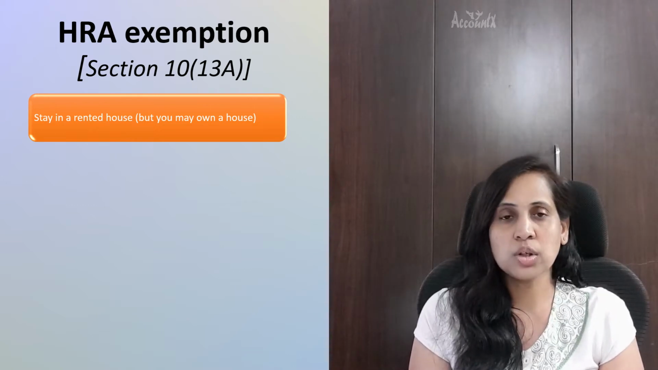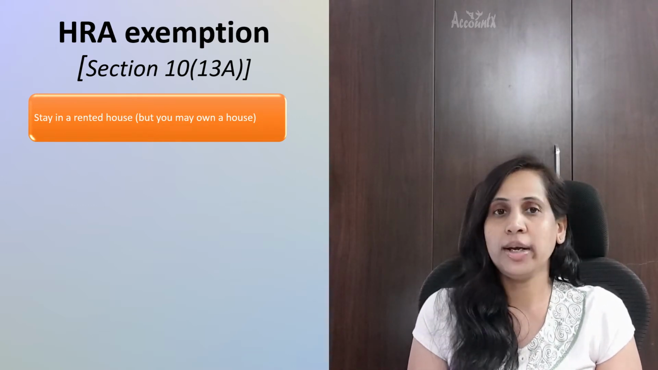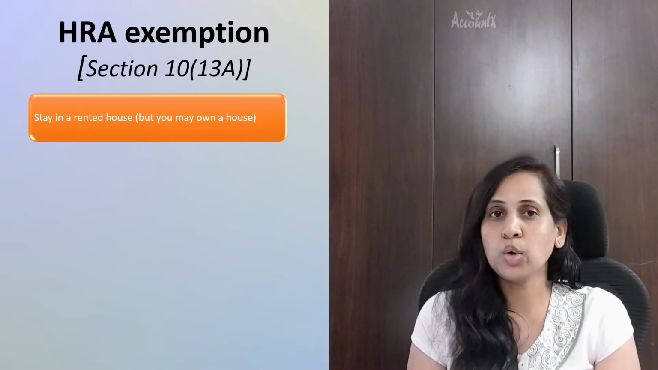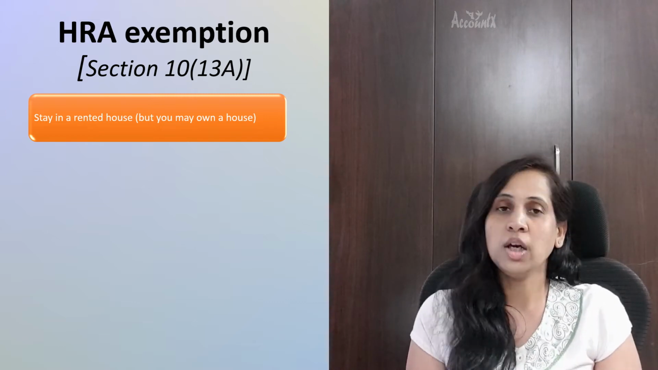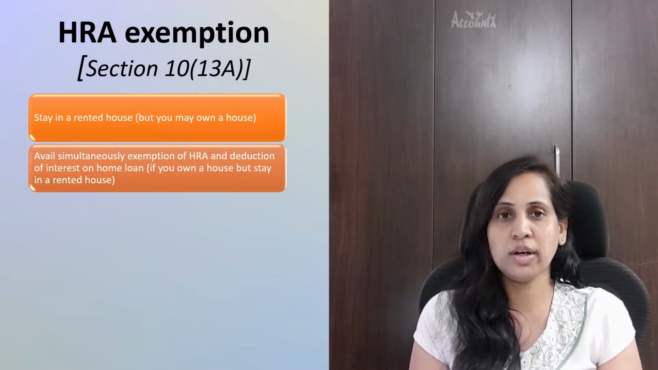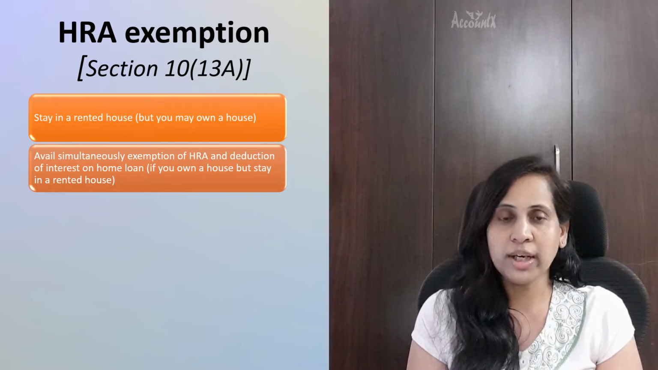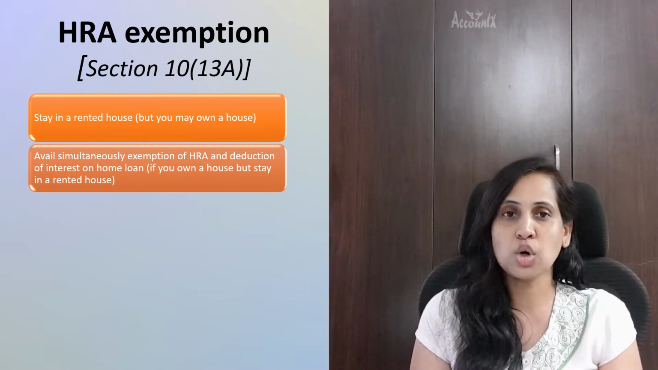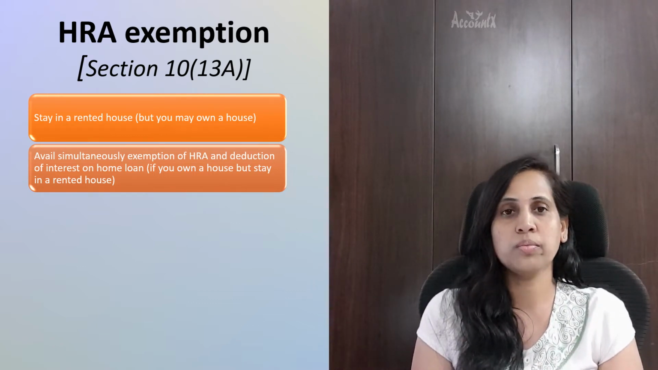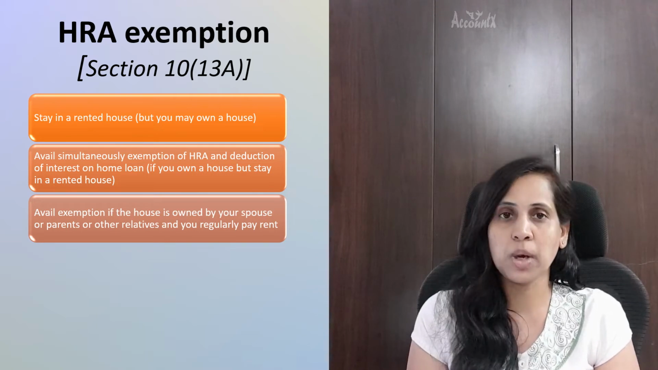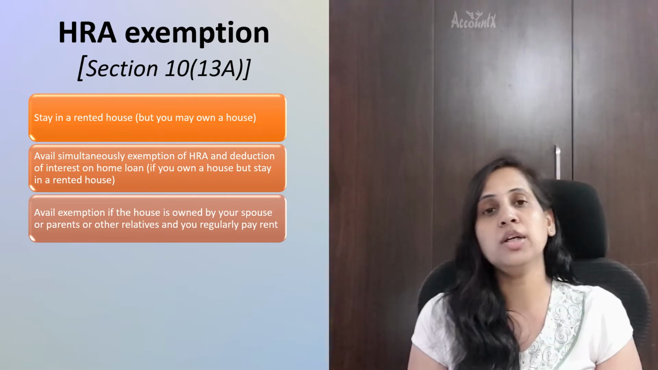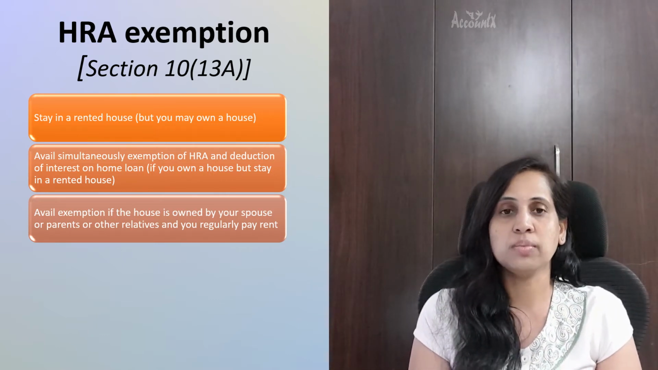To claim this exemption, you are required to stay in a rented house. If you own a house and you let that house to someone else, but you stay in a rented premises, you will still be able to avail this HRA exemption. If you own a house but you stay in a rented house, then you will be able to avail simultaneously exemption of HRA and deduction of interest on home loan if you have availed home loan. If you stay in a house owned by your spouse or your parents or other relatives, and if you regularly pay rent, then you will be able to avail HRA exemption.